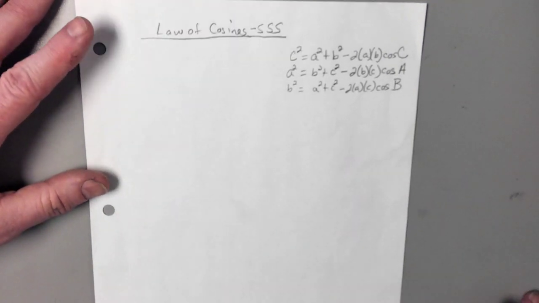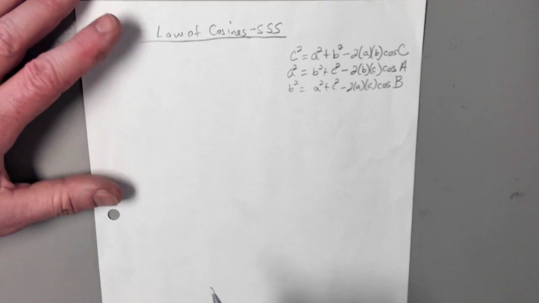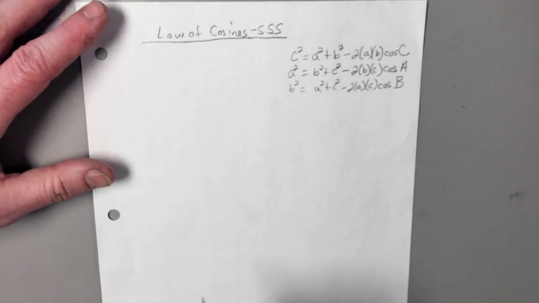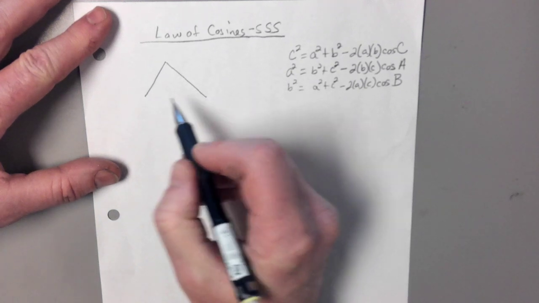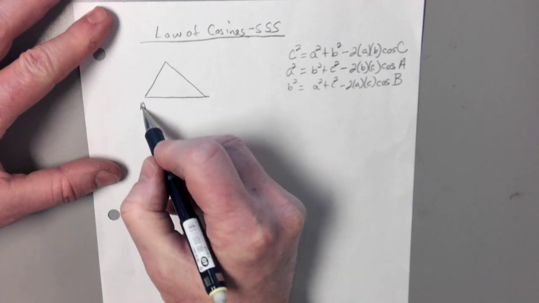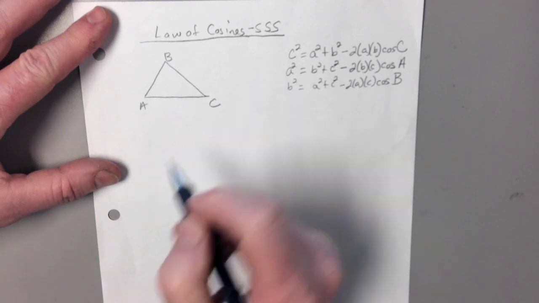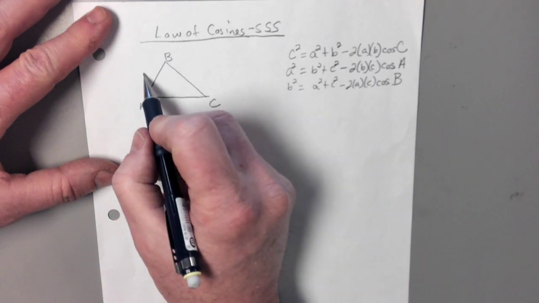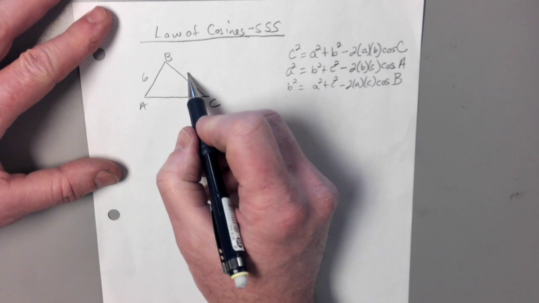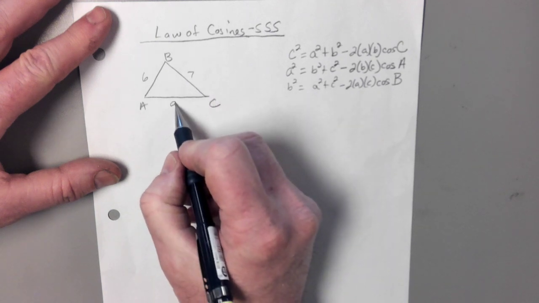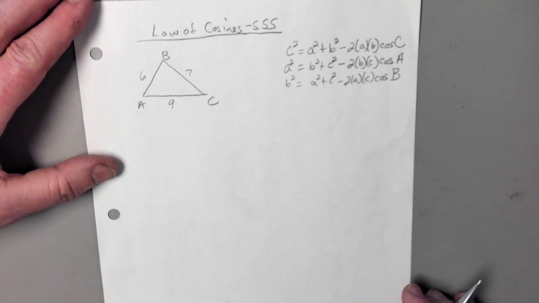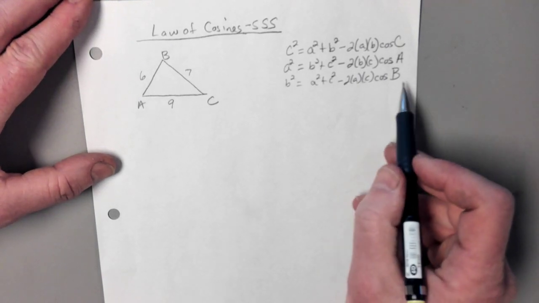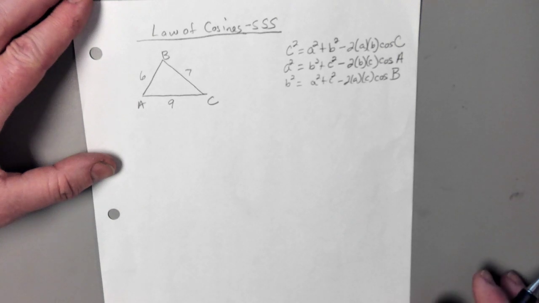So let's look at an example and see what we have to do to solve a triangle with side, side, side. So let's say we had a triangle ABC, and I told you that this side was 6, and this side was 7, and this side was 9. So obviously we have a choice of which angle. We have to solve for one of these angles. We have a choice of which one to solve for.